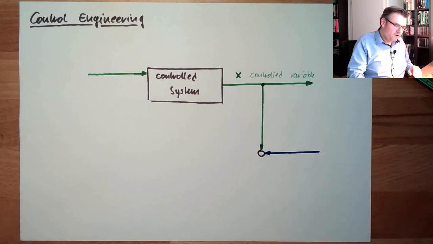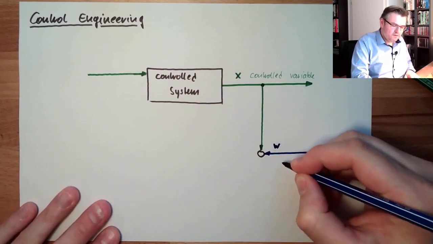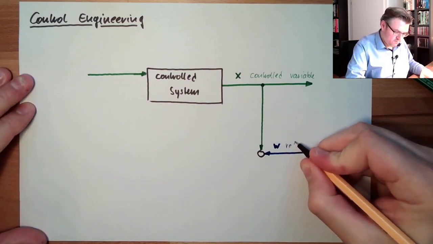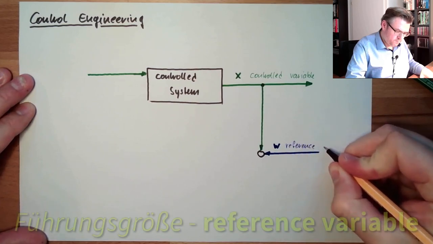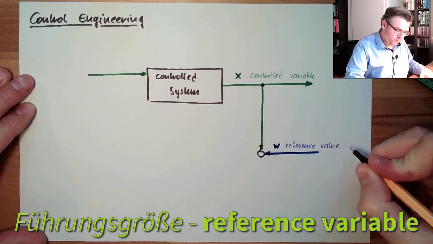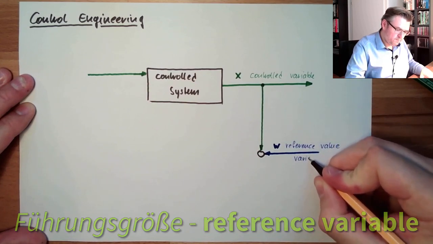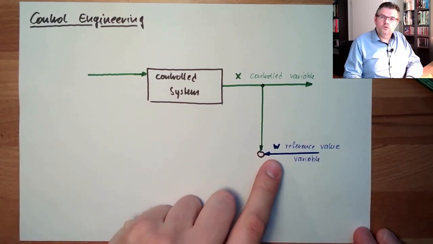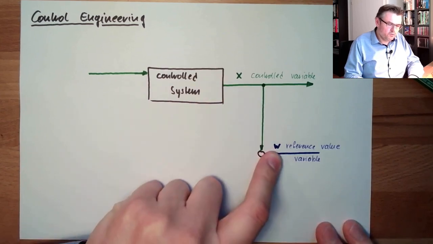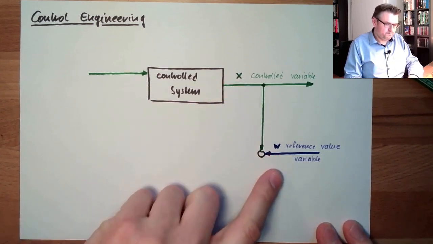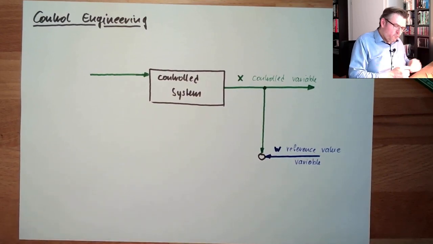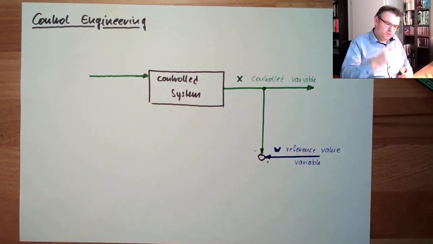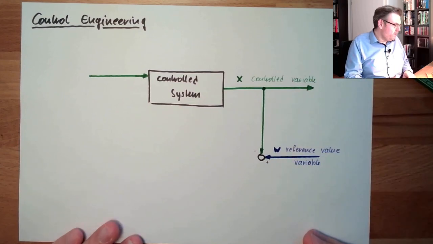So this is coming from somewhere. This is the wanted value, W, also called reference value, or reference variable. Führungsgröße in German. Regelgröße, Führungsgröße: controlled variable, reference variable. What is actually done is this is added, this is subtracted, we're building the difference between the reference value and the current value of the controlled variable.